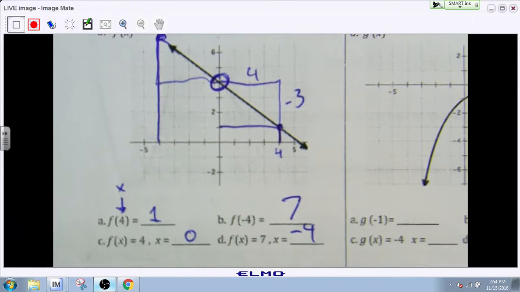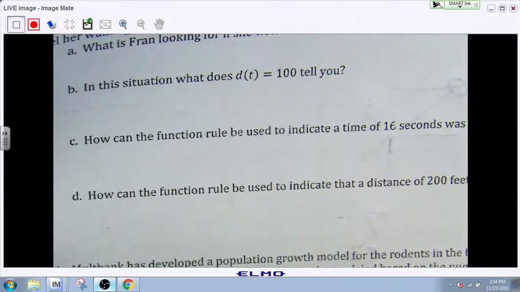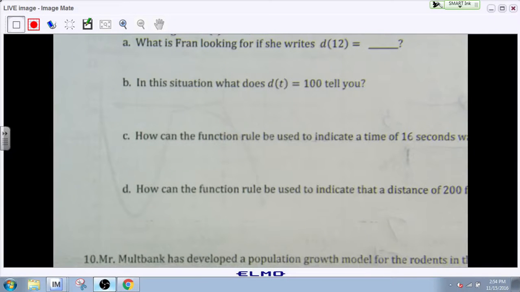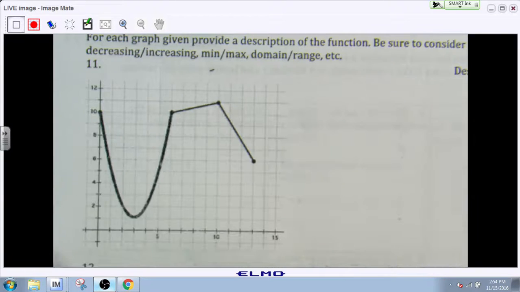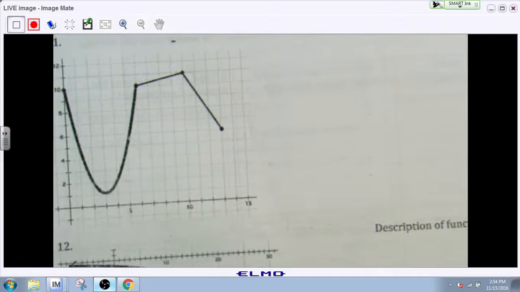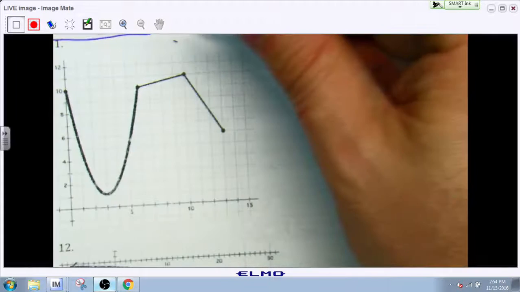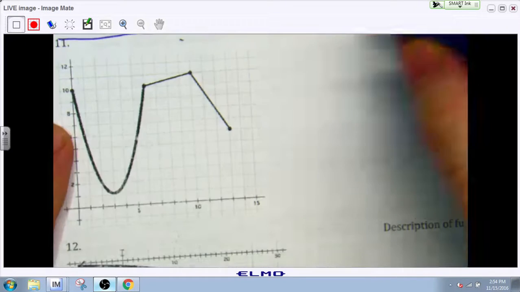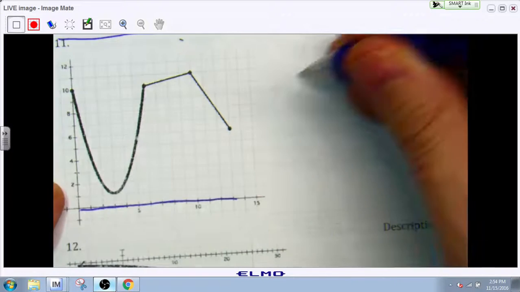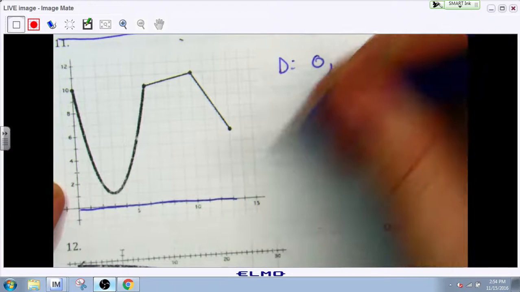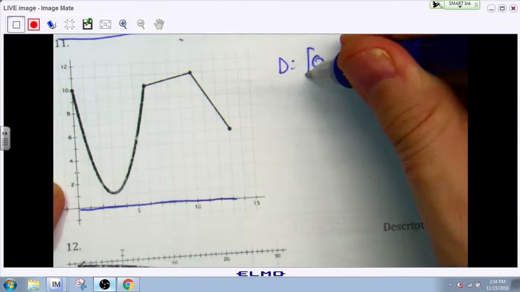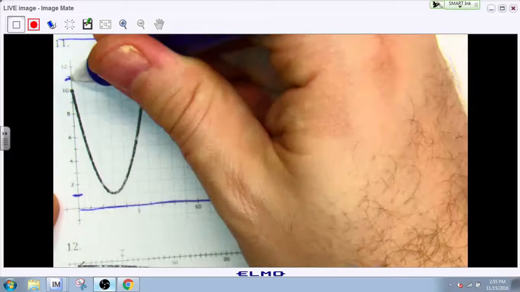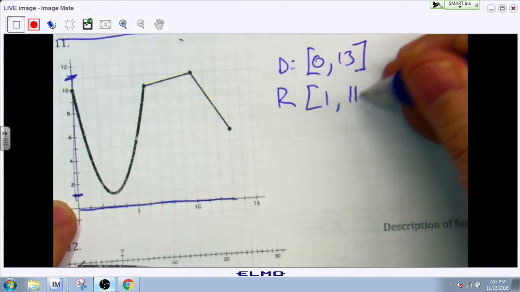And then the last section, boom. Here we go. It says for each situation, create either a function or, actually no, not that section. I want to do this one. So this is descriptions of functions. It wants us to talk about decreasing and increasing, min and max, and domain and range. So when I look at this, what's my domain? My domain goes from here to here. So domain is from 0 to 11, 12, 13, inclusive. My range goes from here to here. See, right here it tops out. So it goes from 1 to 11 inclusive.